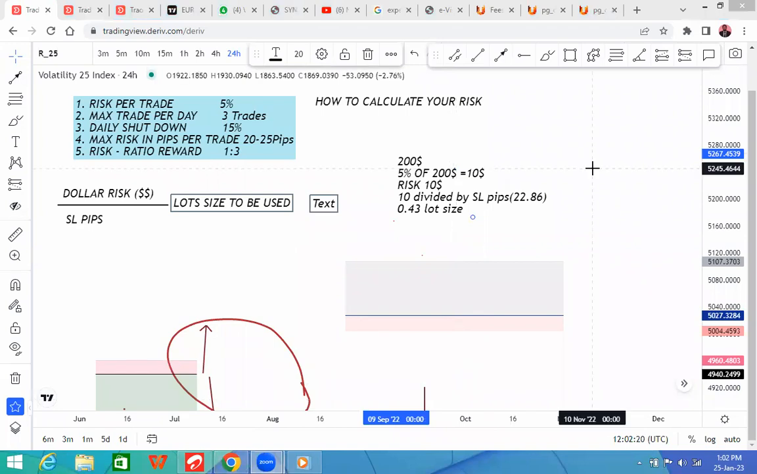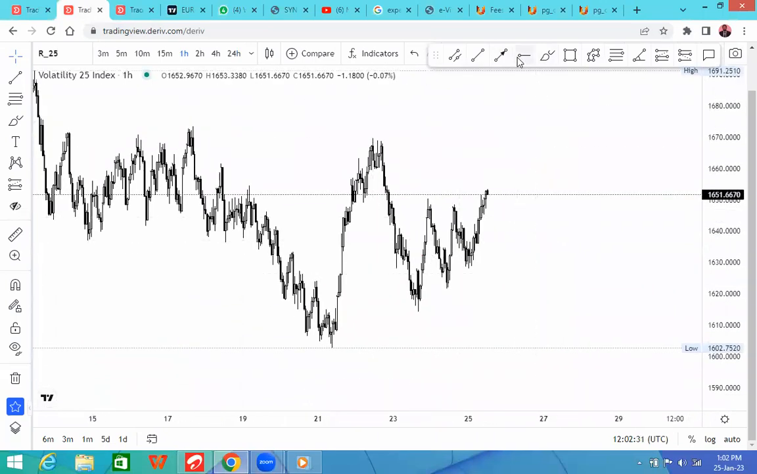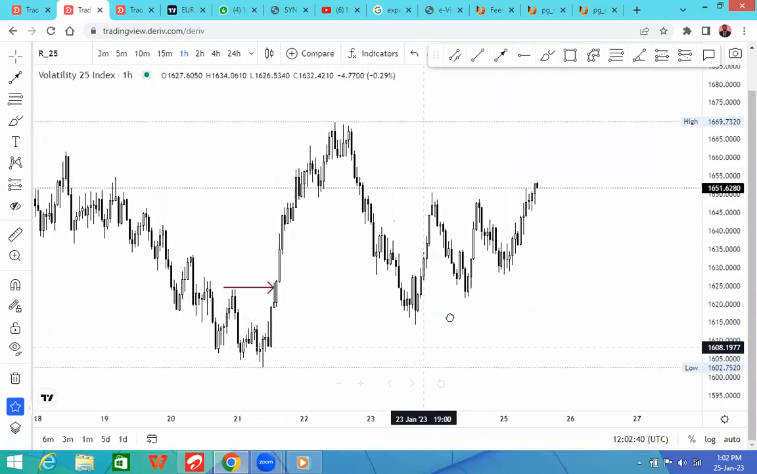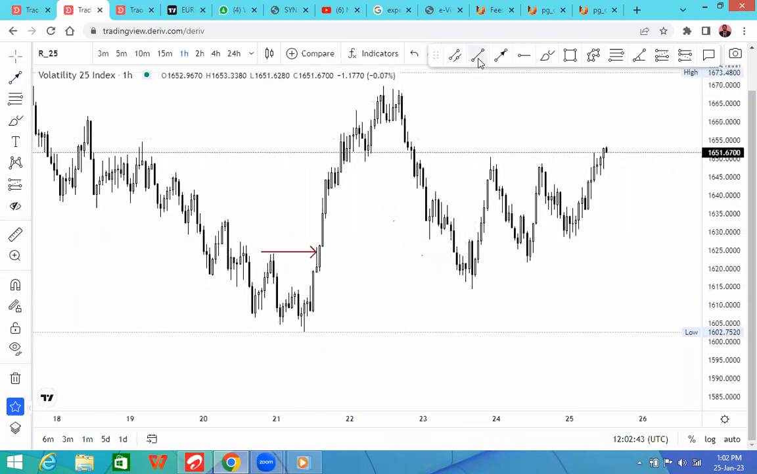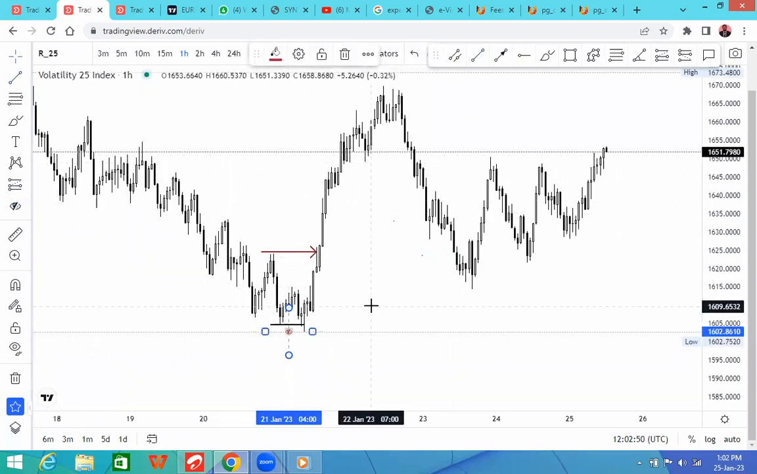So let me show you something like this. Let me show you VIX 25. I had a trade I've been holding on VIX 25. This is VIX 25. I had all of this. This was my break of structure. So I was waiting for price to come to this candle. You can see how this candle cleared liquidity. This was a liquidity sweep.